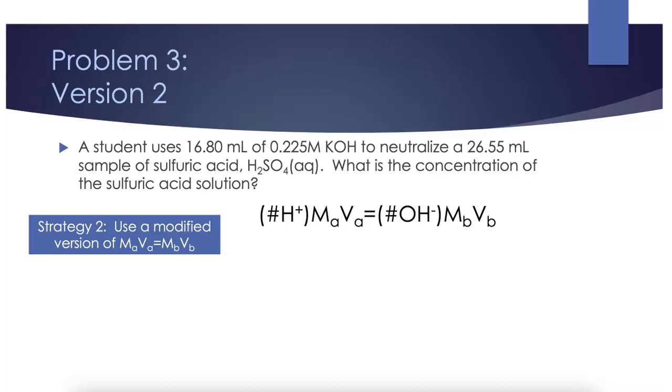How do we do this? Well, we have to look at the formulas, all right? And we're going to multiply the acid side of MAVA by the number of hydrogen ions in the acid formula, which I've called here number of H+. And on the hydroxide side, the base side, I'm going to multiply that by the number of hydroxides in the formula. And this is going to take care of all my mole ratios for me, and I don't have to write a balanced equation or anything.